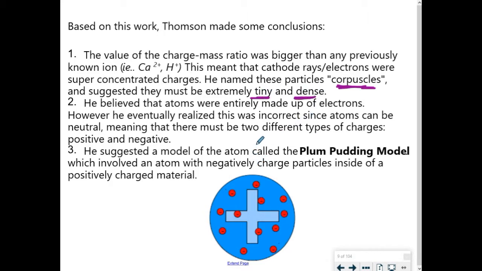We've changed the name from corpuscles to electrons, which I think is fortunate, because corpuscles doesn't sound a very attractive name. So, anyways, he then believed over time that atoms were not indivisible. He came to believe that atoms must be made up of smaller particles. And he created a new model of an atom.